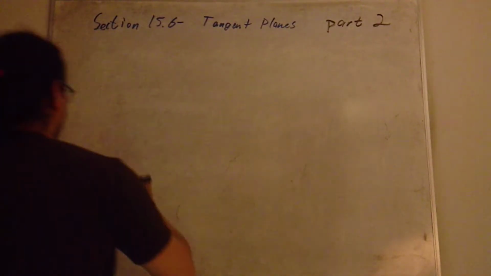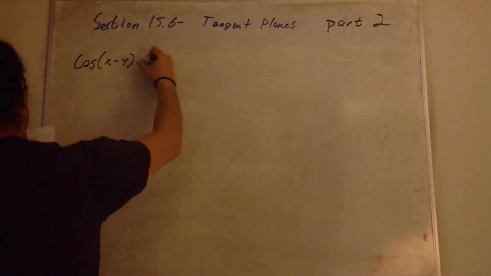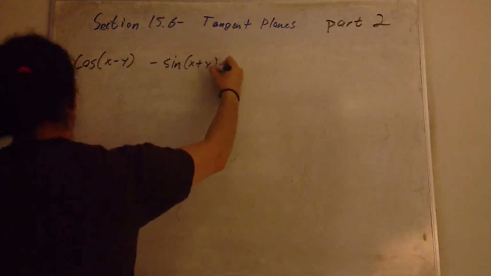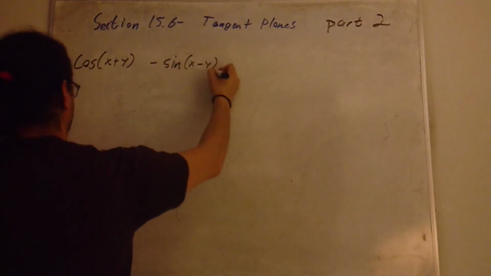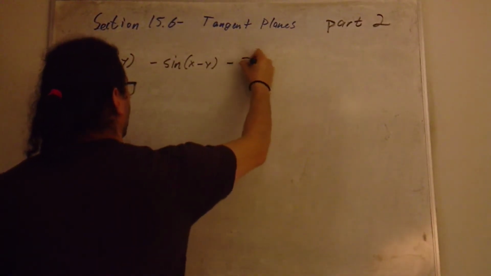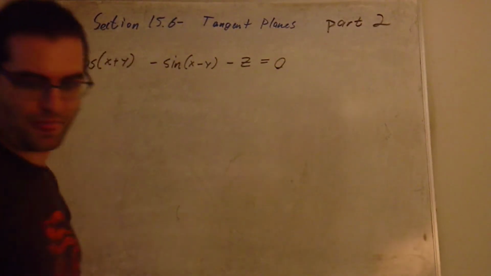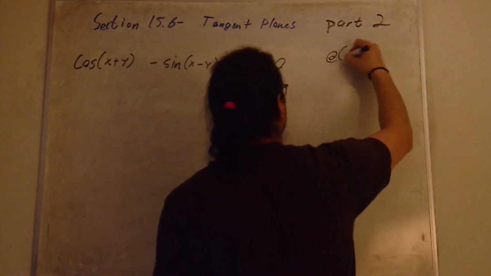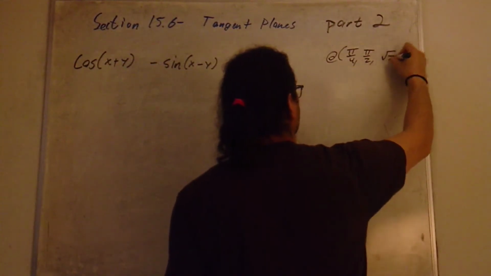The function I have written down is cosine of x minus y minus the sine of x plus y. No, I got that backwards. This one's plus, this one's minus. Minus z equals 0. And the point that I want to talk about is pi over 4, pi over 2, square root of 2.